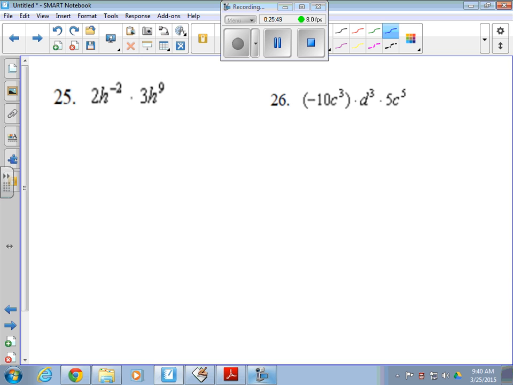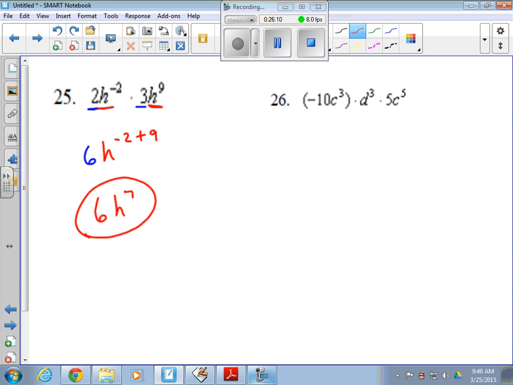Number 25. Multiply your coefficients 2 and 3 and you get 6. You're multiplying the bases h and h. So you're adding the exponents. H to the negative 2 plus 9 is 6. H to the 7th power.